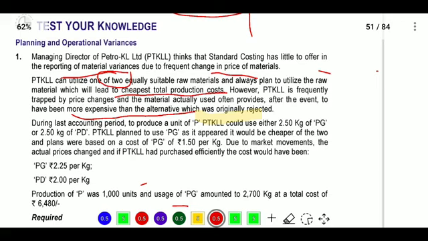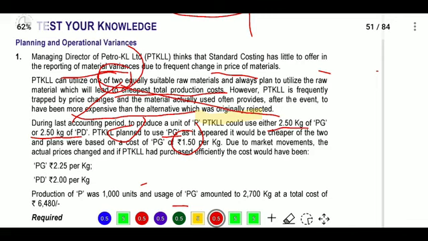Next, during the last accounting period, to produce a unit PTKL could use either 2.5 kg of PG or 2.5 kg of PD. So they have two options. For these two options they may buy PD or PG for 2.5 kg. PTKL planned to use PG, so it is planned, which means it is budgeted. It would appear cheaper of the two, based on the cost of PG. What is the cost of PG? 1.5. It is the budgeted cost.